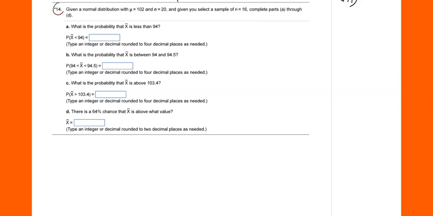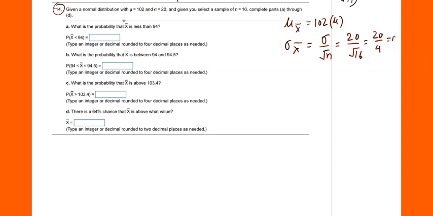Question number 14. Given a normal distribution with the mean 102 and standard deviation 20, this tells you the population is normal. Given you select a sample of n equals 16, complete parts A through D. This is pretty much similar to what we did before. Since the population is normal, it doesn't matter whatever the sample size is, the sampling distribution of the sample mean is always normal.